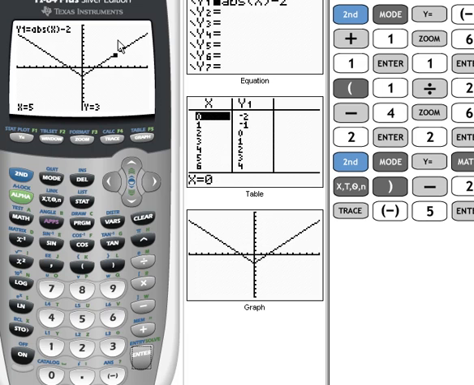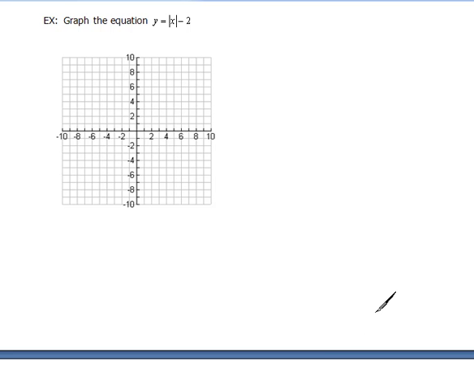Now that we have several points, we did 3 of them, let's go back to our page and let's go ahead and plot those. So our first point that we found was 0, -2, which is right there. The second point we found was -5, 3, which would be right there. And the third one was 5, 3, which is right there. And now we can go ahead and draw in that nice V-shaped graph. Oops, a little off there.